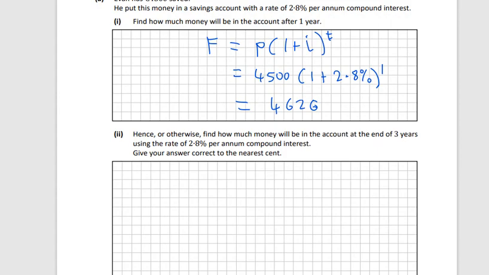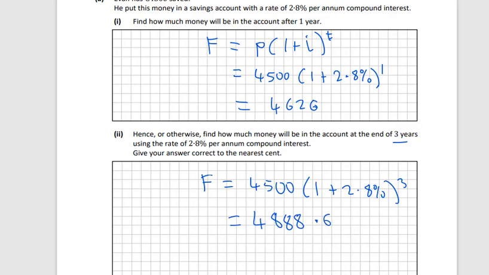Next one is the same thing. It's just for a different amount of years. It's for 3 years. So F is equal to 4,500 times 1 plus 2.8% to the power of 3. That's 4,888.68.